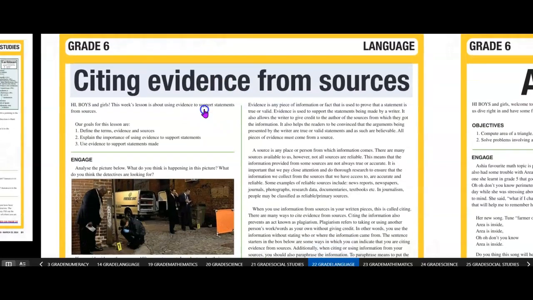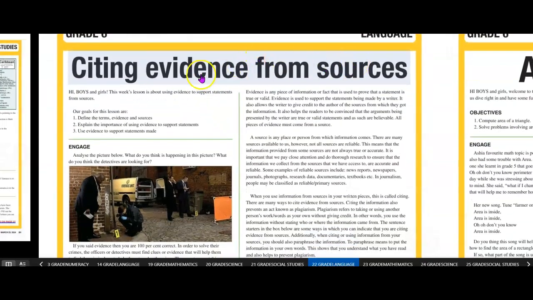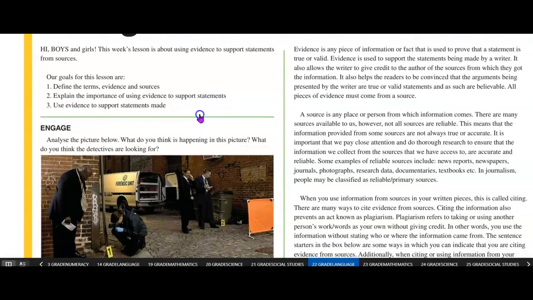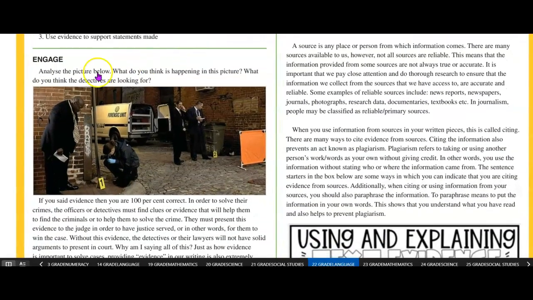In this episode, we look at citing evidence from sources. Hi, boys and girls. At the end of this lesson, you should be able to define the terms evidence and sources, explain the importance of using evidence to support statements, and use evidence to support statements made.